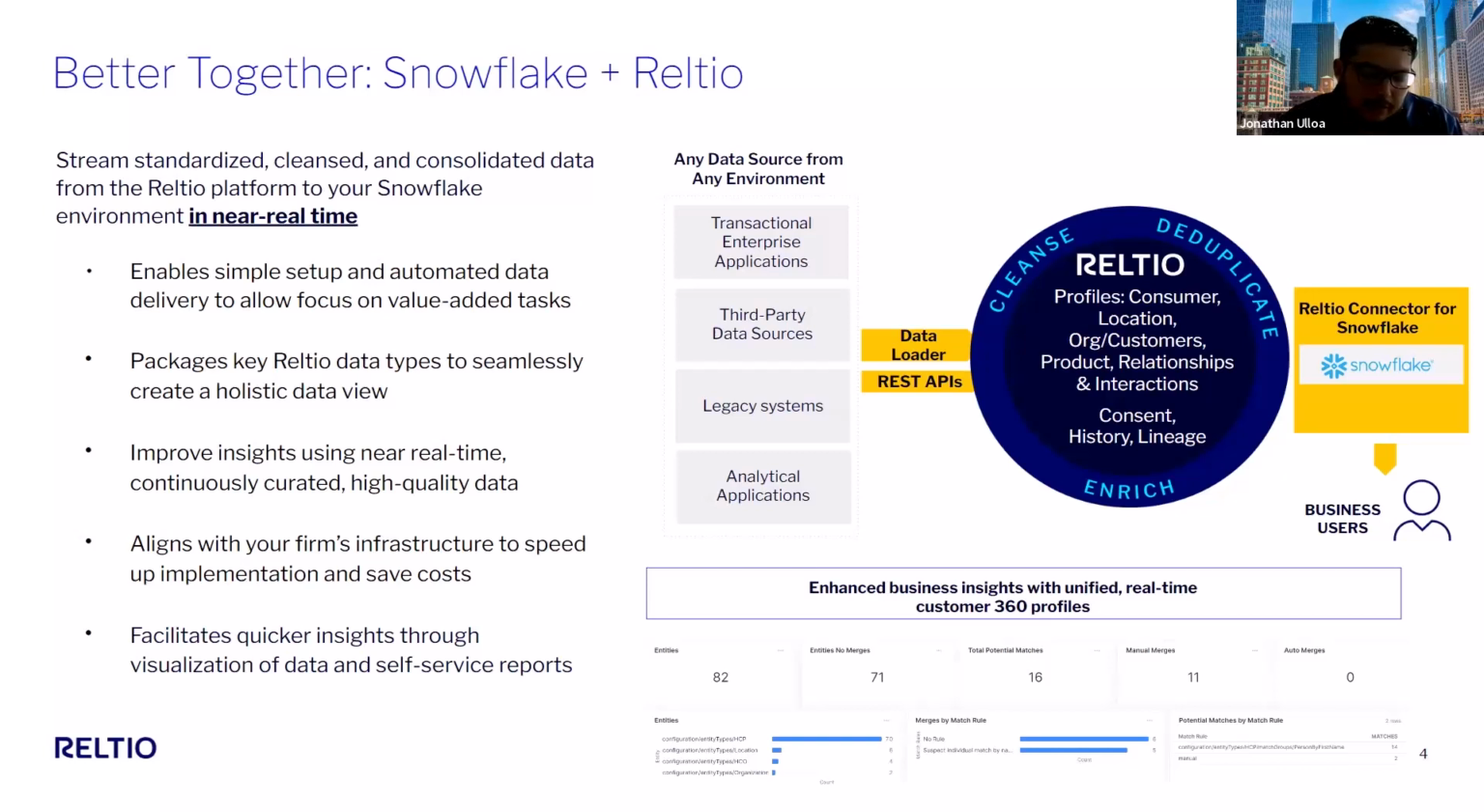When we talk about key Reltio data types, we're talking about entities, relations, interactions, matches, and merges. This is what we came out with with the GA release yesterday. And this is representative of the key data types that our customers at Reltio are interested in today.